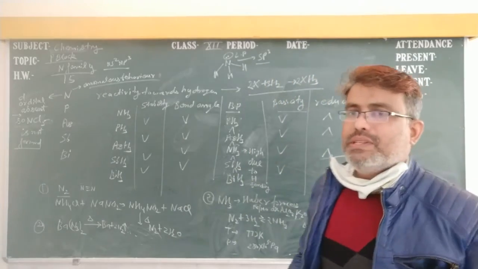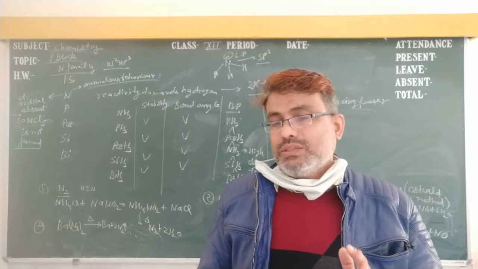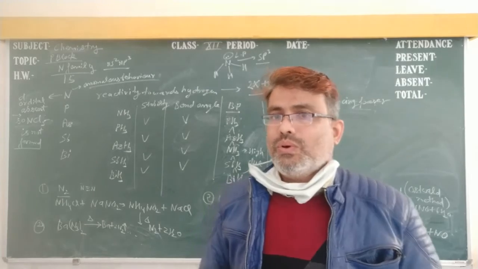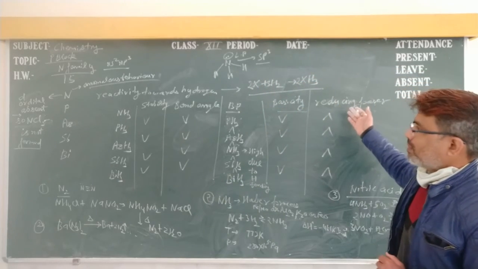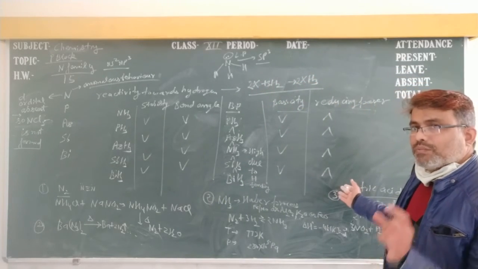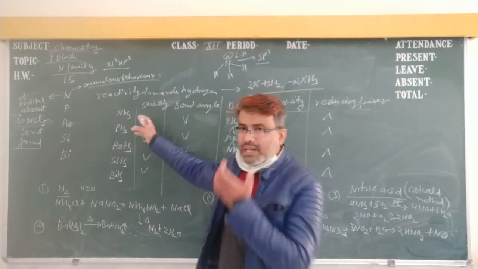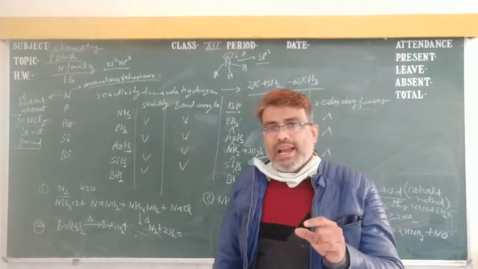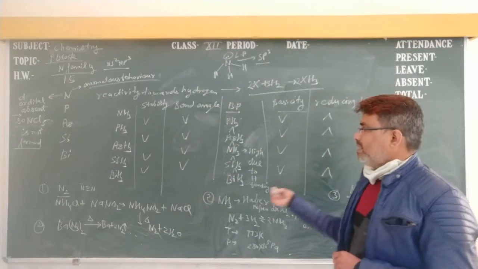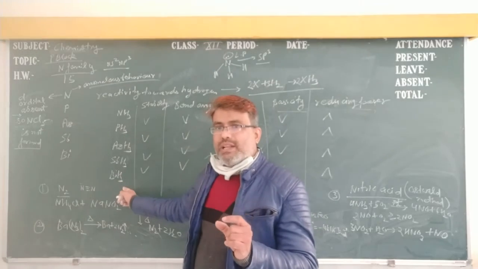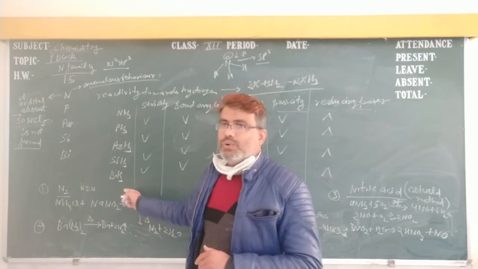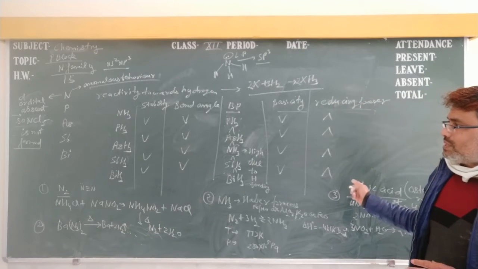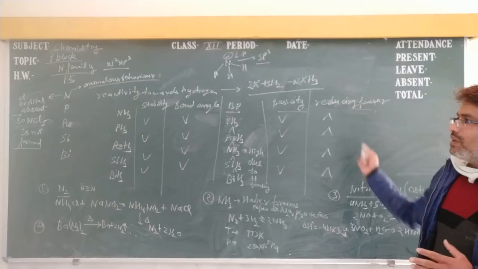Actually here, reducing power means the tendency to give H atoms or release H. So the reducing power increases from NH3 to BiH3, because the bond length increases. In BiH3, due to the high bond length, it will easily release the H atom. So the reducing power increases. Okay, so just prepare these points for hydrides.